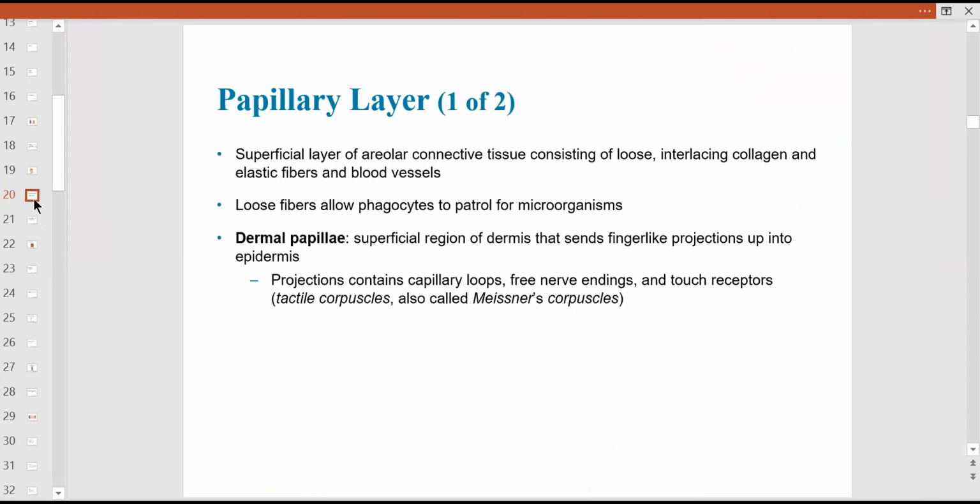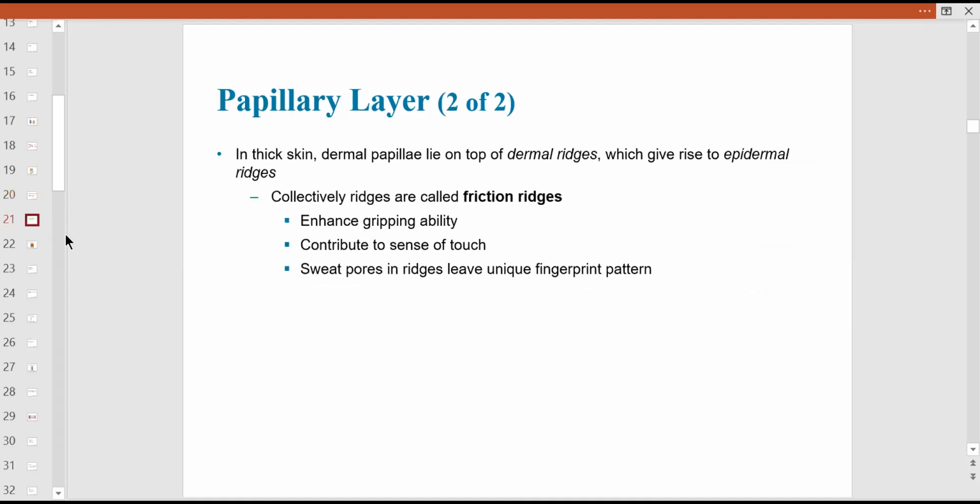Okay. So the dermal papillary, or the papillary layer of the dermis. Those are the finger-like projections up into the epidermis. There are a lot of nerve endings there. Corpuscles for pressure, Meissner's and Pacinian corpuscles, touch receptors, nerve endings. We're going to talk a lot about that later.